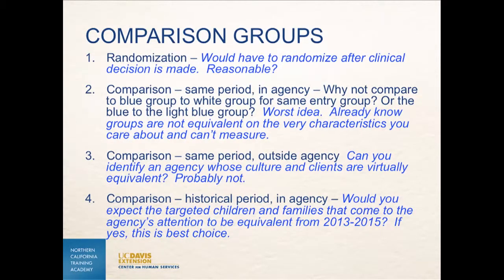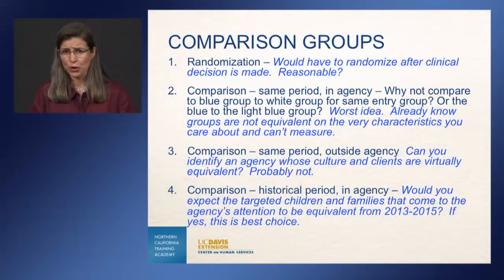How about the third option, comparing outside the agency to try to find a similar group of kids? But can you identify an agency whose culture and clients are virtually equivalent, and who is also going to be able to implement the same targeting criteria with the CANS elements that you've chosen? Probably not. Finally, we have looking at a historical period in the agency. Would you expect the targeted children and families that come to the agency's attention to be equivalent from 2013 to 2015? If yes, this is the best choice.